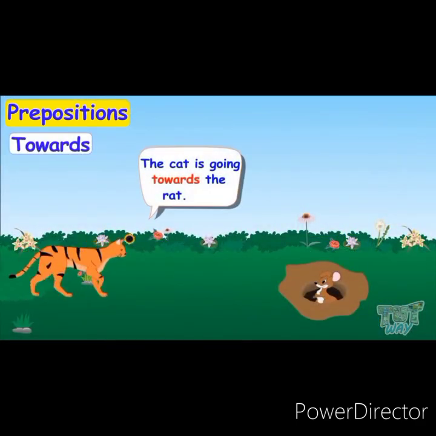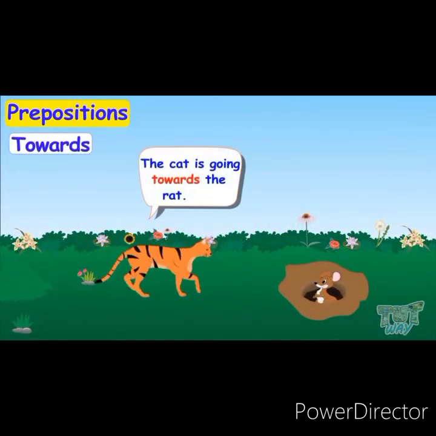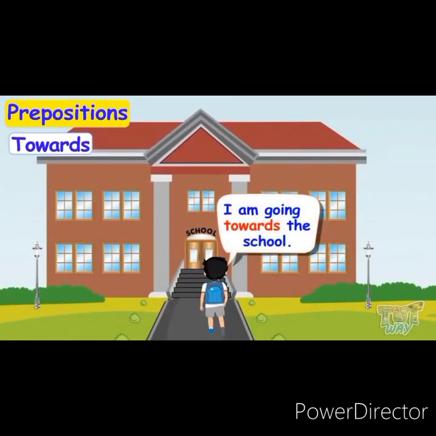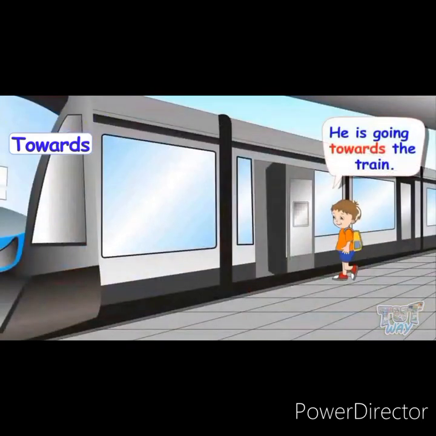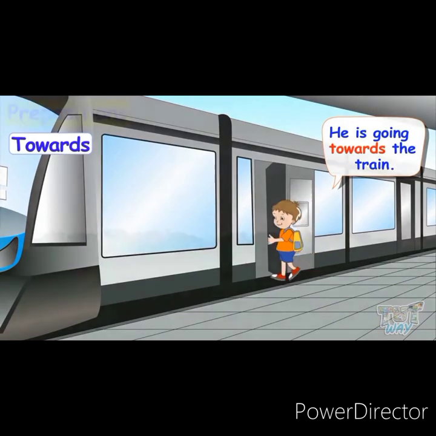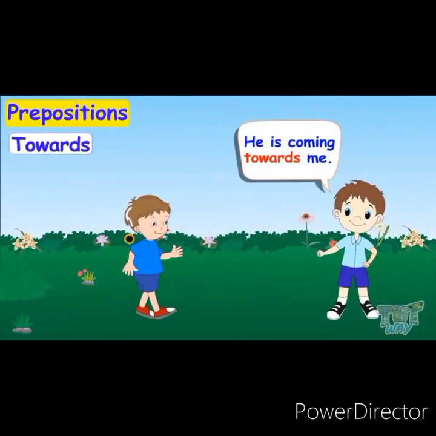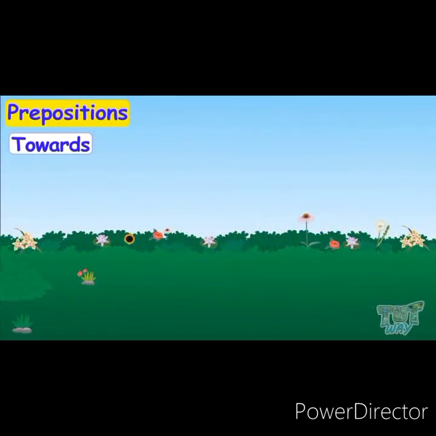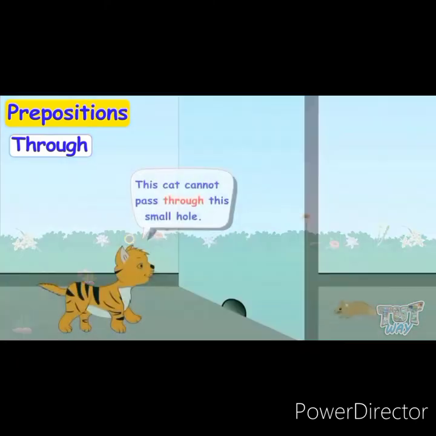Now, towards. The cat is going towards the rat. I am going towards the school. He is going towards the train. He is coming towards me. Now, children, the various prepositions are clear.